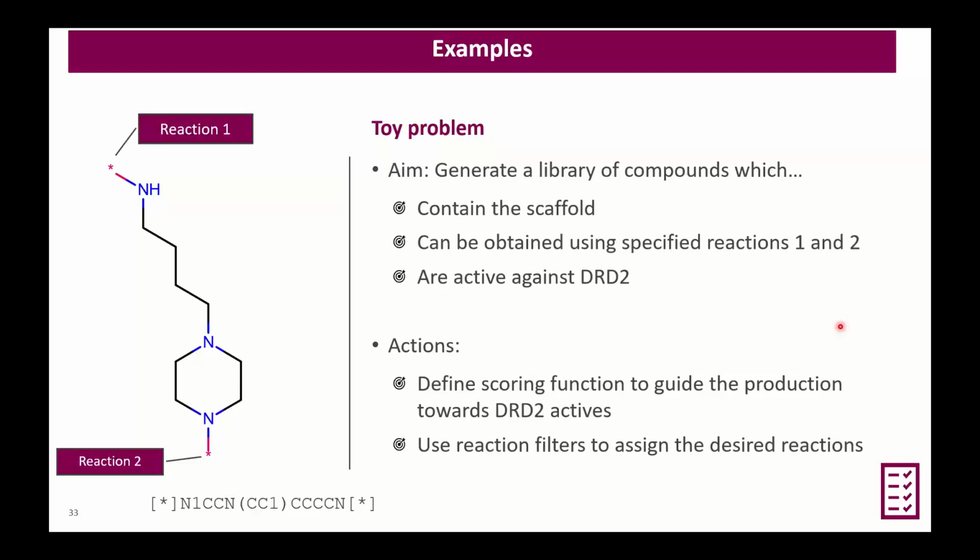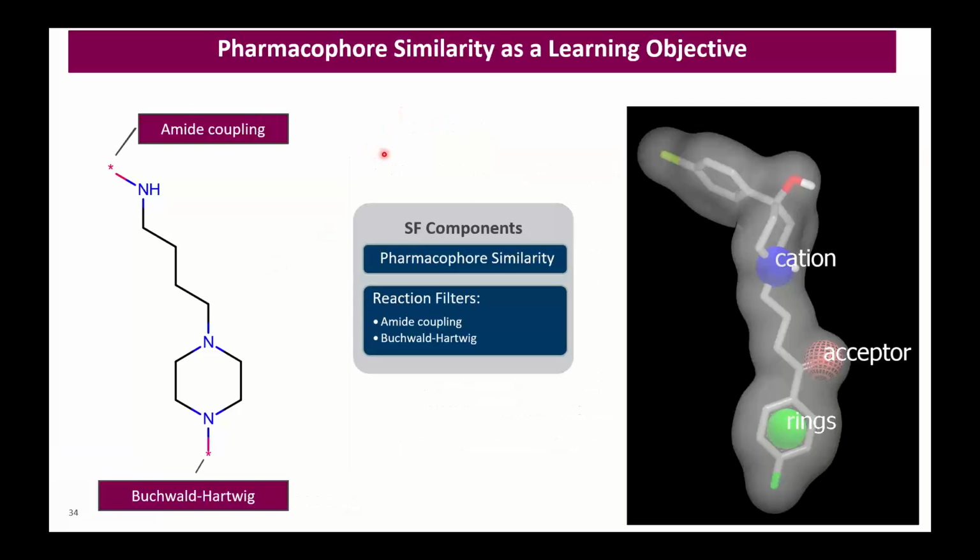All right, so I have a couple of slides for toy examples. And this is the scaffold that I will be using to illustrate this. It's borrowed from a DRD2 data set. The objective here is to use different reactions for the 2 attachment points that are illustrated here. The concrete example is to use as an objective some pharmacophore similarity. So we can have this as a scoring function component, and we can have, for instance, reaction filters there, like amide coupling and Buchwald-Hartwig for the 2 endpoints.